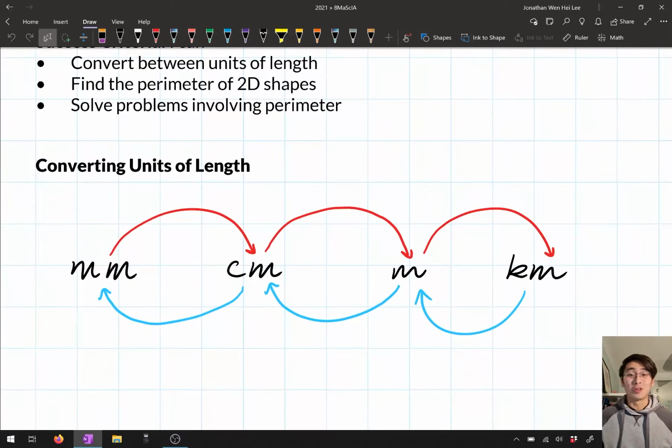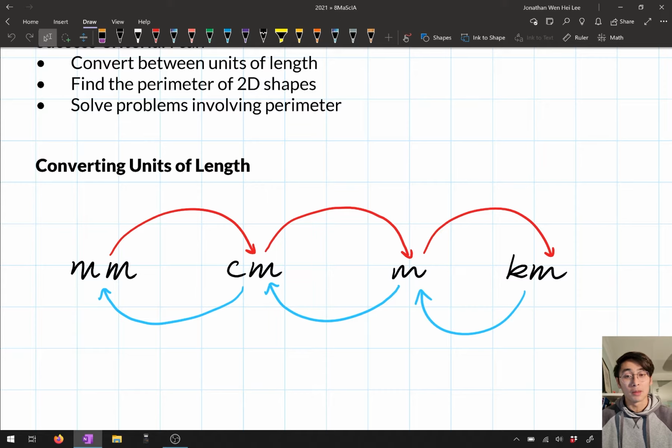First thing we need to do is look at converting units of length. Now, when we're measuring the length of something, we are looking at the distance between two particular points. For example, if I want to measure how long this pen is, I'm looking at the length from here to here. Or if you're measuring how far it is to get from school to home, you might calculate that distance in kilometers. What we're looking at here is different ways that we can measure length, and we've got a few different units that we can use to do that.